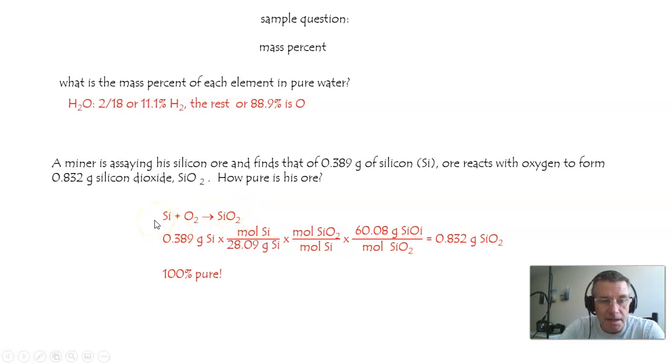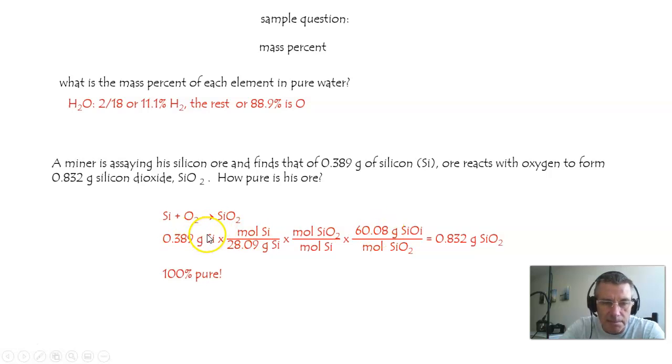So if everything goes perfectly, your 0.389 grams of silicon would make 0.832 grams of silicon dioxide. Here's how we got there. We have a very small fraction of a mole, since 28.09 grams of silicon is a mole. Each mole of Si, since it has a 1 in front, produces a mole of SiO2 that also has a 1 in front. And that mole of SiO2 has a mass of 60.08 grams.